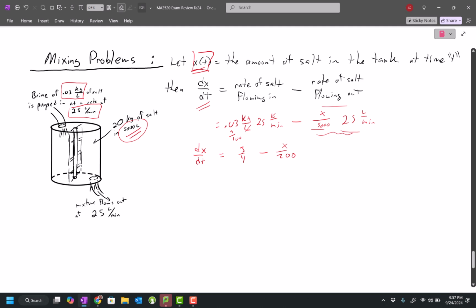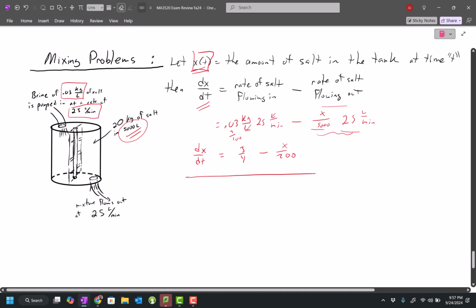And this is a first order differential equation. It's an autonomous differential equation. It's a separable differential equation. And we can solve it via any of those methods. In this case, we'll leave you to find your solution. I will give you the final version here. Notice that this will be the differential equation.